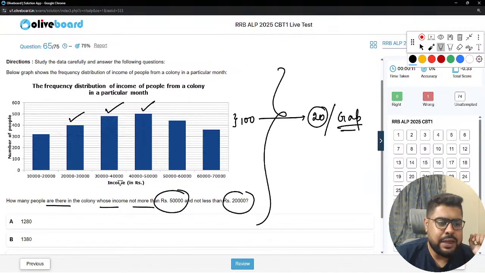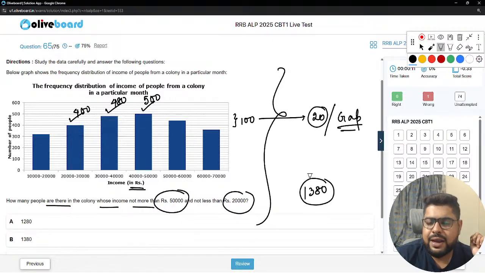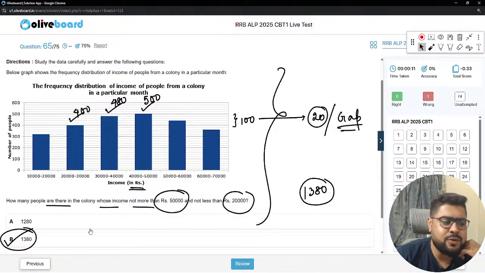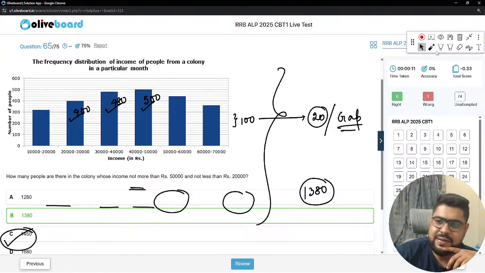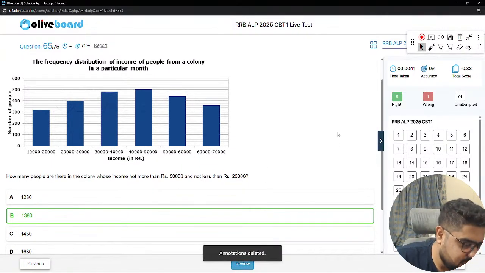Now, income in rupees, and this is the number of people. Just add these. This is 400. This is 1 gap less than 500, that is 480. This is exactly 500. Total: 5 4s are 900, 900 plus 400 is 1300, then 1380. 1380 will be the answer. Option B will most definitely be the answer. Perfect.